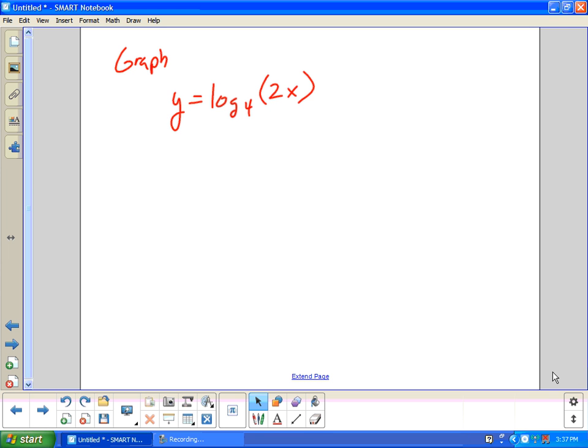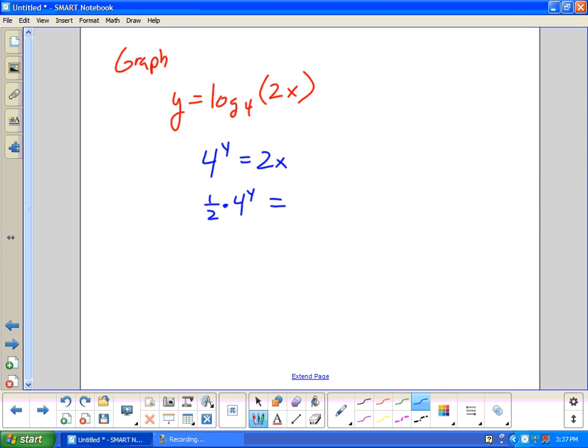So we want to graph a log, y equals log base 4 of 2x. We realize in exponential form, this is 4 to the y equals 2x. We solve for x, so we have a variable, multiply both sides by 1/2. And we get 1/2 times 4 to the y equals x. I do not know how to graph this, so we graph by inverting the y and x's.